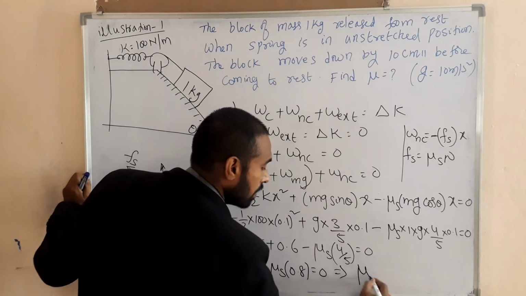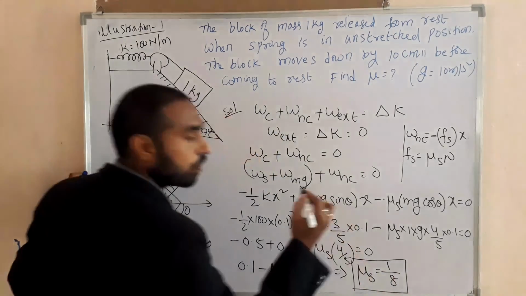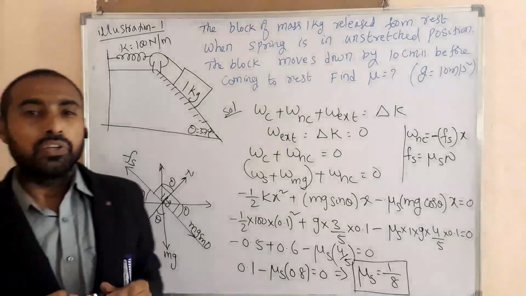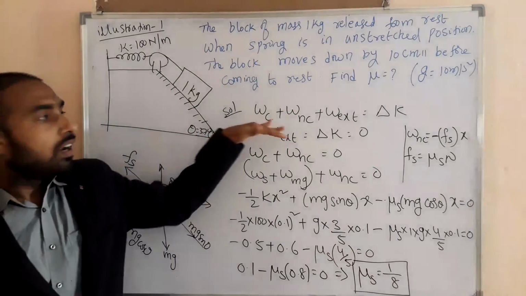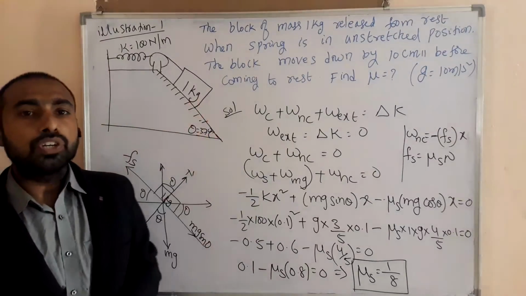So what is the final answer? The coefficient of friction is 1 by 8. So the concept of work energy theorem helped in solving this numerical.